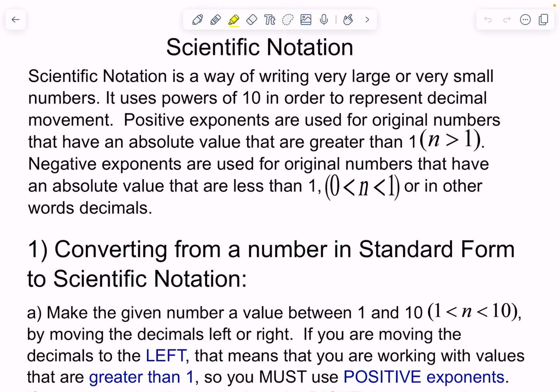Today we're going to learn how to work with scientific notation. Scientific notation is a way of writing very large or very small numbers. It uses powers of 10 in order to represent decimal movement.